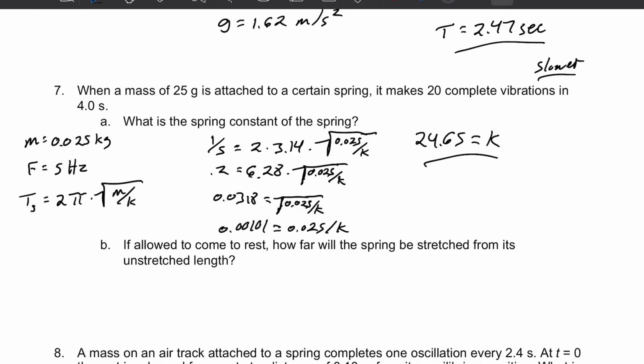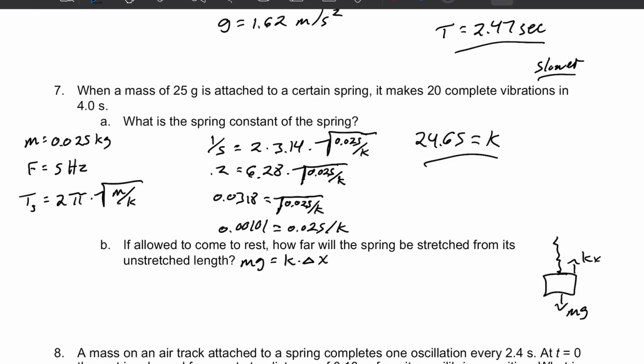If allowed to come to a rest, how far will the spring be stretched from its unstretched length? So we're looking for the delta x. What is the spring's displacement from its equilibrium position? Let's draw a quick free body diagram of what's going on. So here's our object hanging from a spring. The force going up would be kx, and the force going down is mg. So we have gravity going down, force of a spring going up.